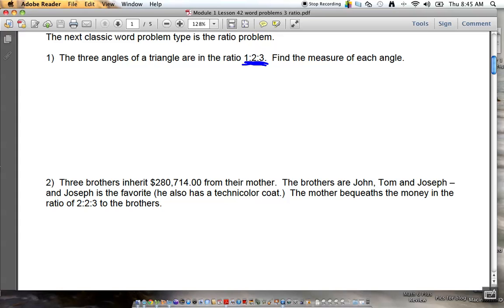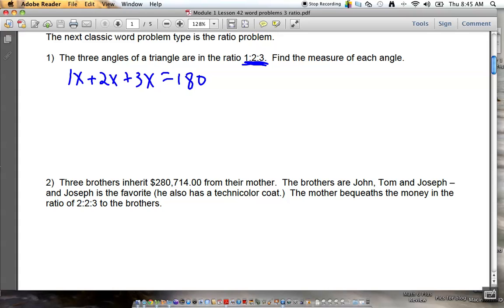I don't know what it is. We're going to call the thing x, and that means that 1x plus 2x plus 3x, in this case, have to add up to 180, because the 3 angles of a triangle add up to 180 degrees. Right. Okay, most excellent.